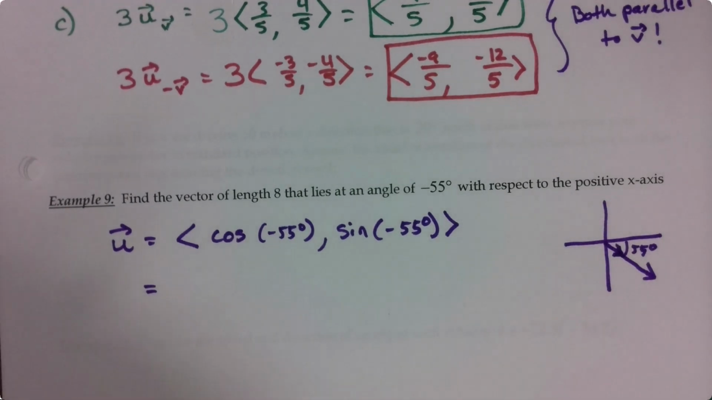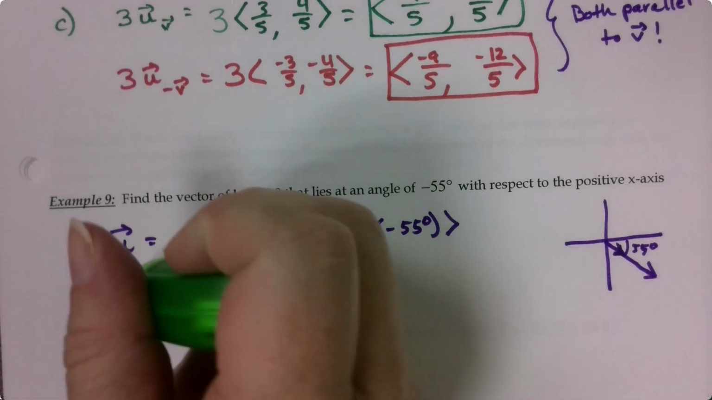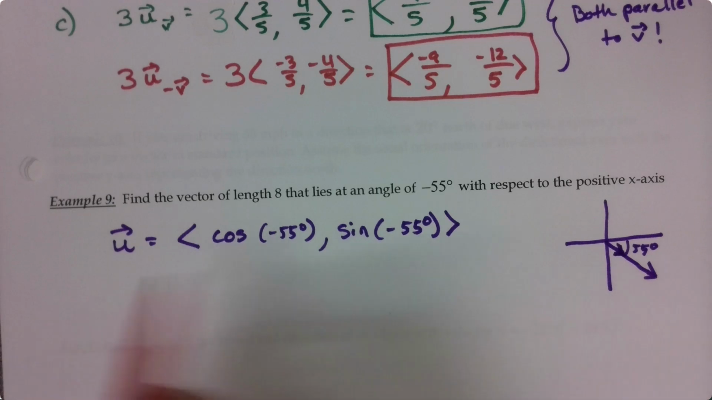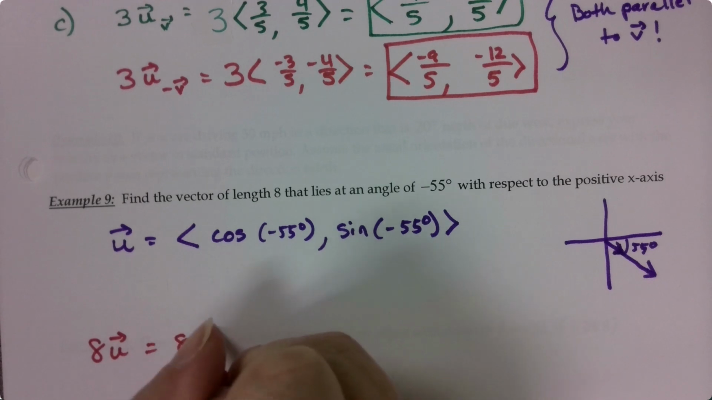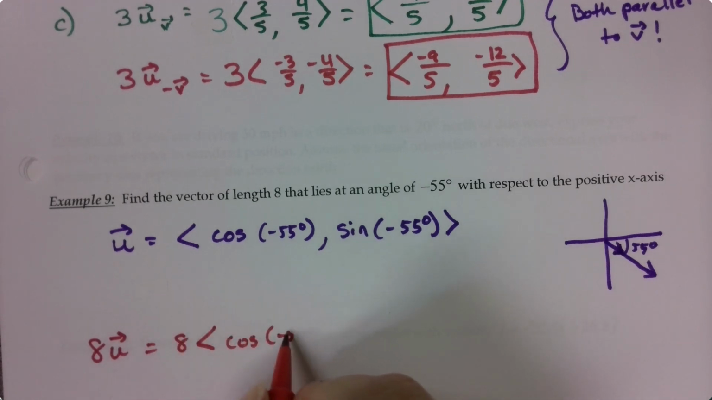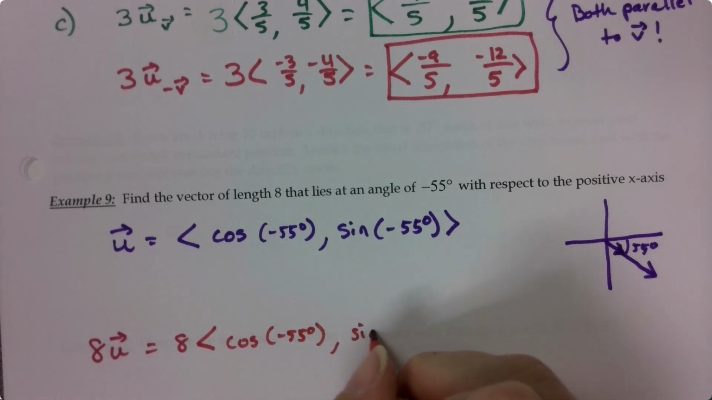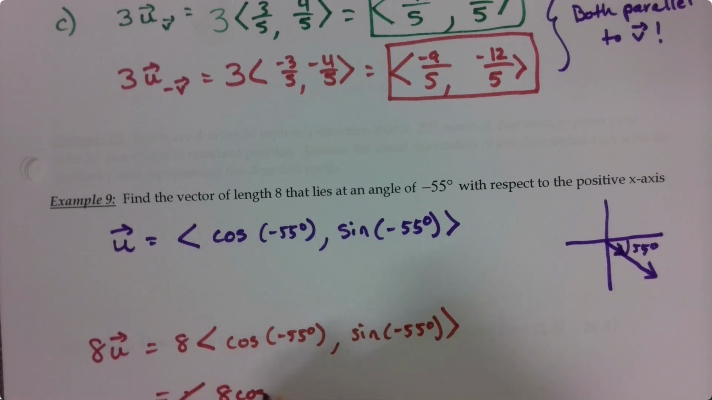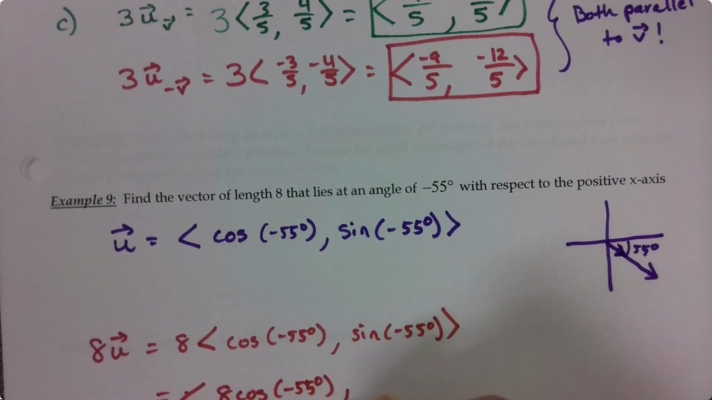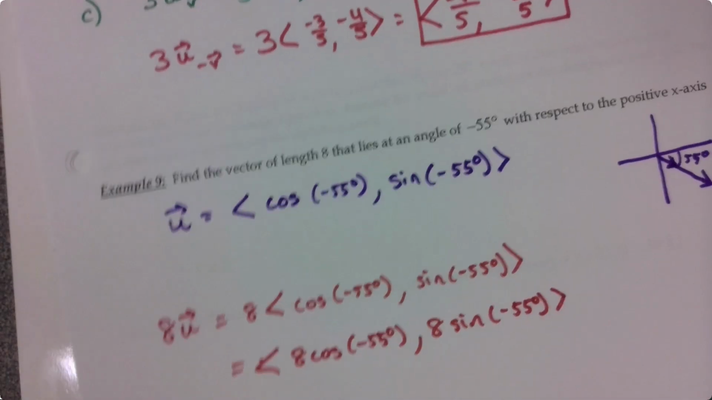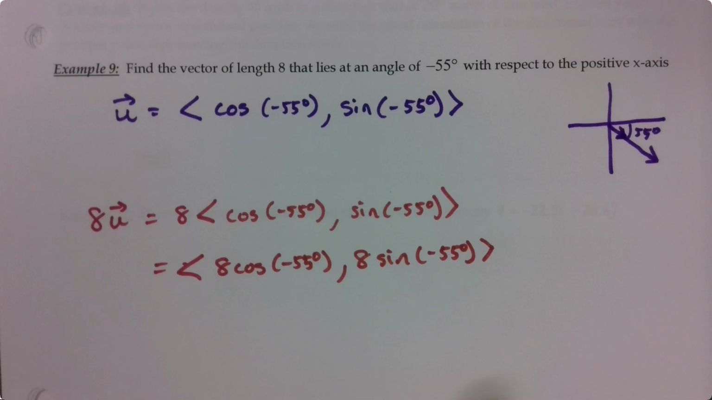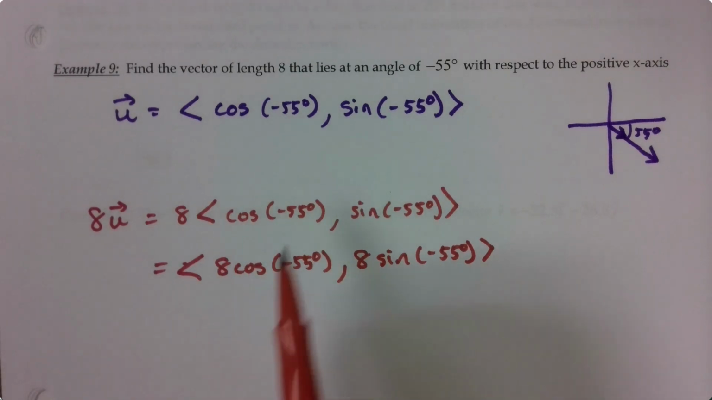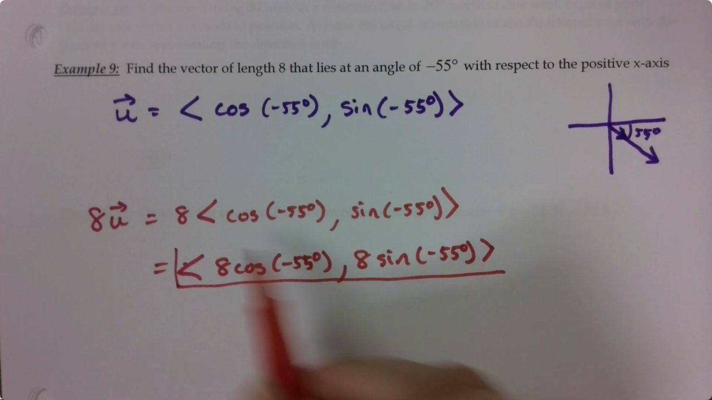So if I want a vector of length 8 that goes in that same direction, this is giving us the direction. You just multiply that unit vector by 8. So I take 8 and I multiply it by (cosine of negative 55, sine of negative 55), which would be (8 cosine of negative 55, 8 sine of negative 55). Yes, you have to put the little degree sign in to indicate that you're using degrees. All right, so that is correct, right? This is it. That's the exact answer.